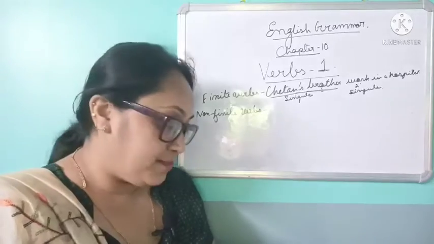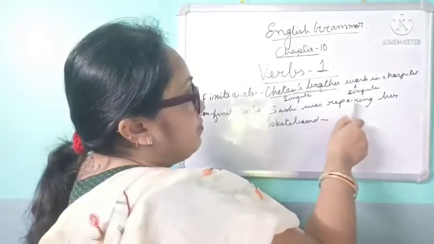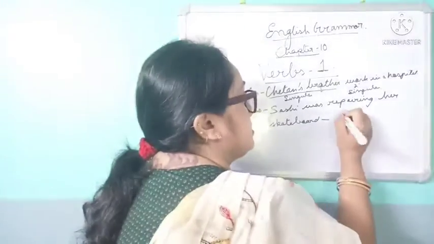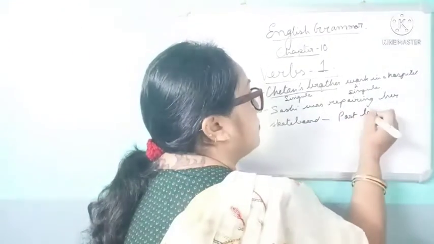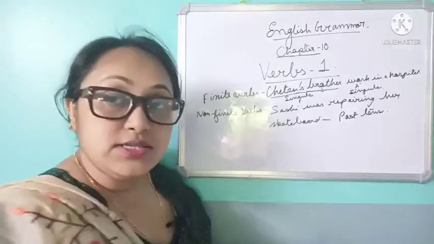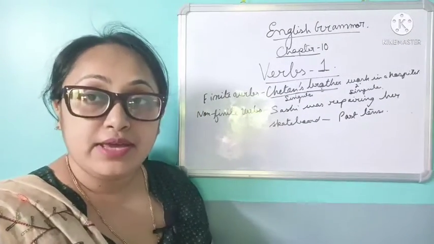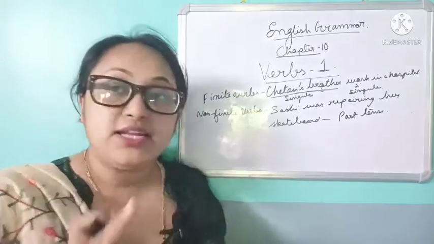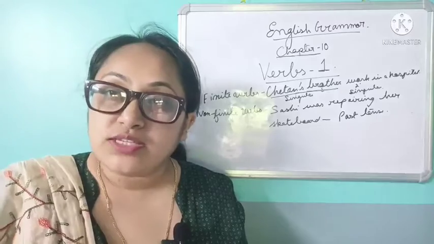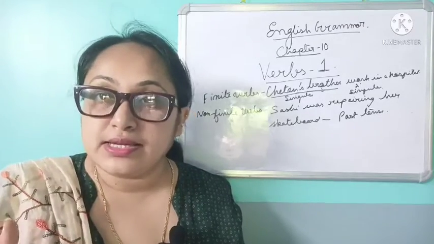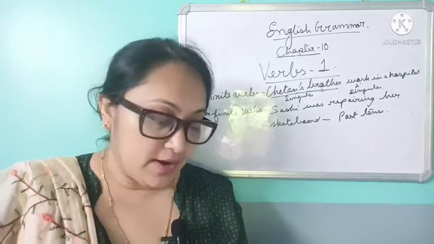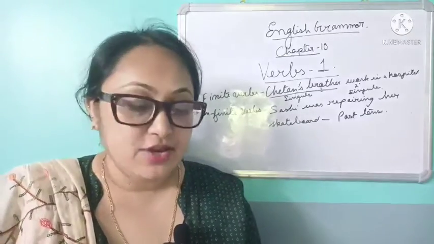Let us give one example. Shashi was repairing her skateboard. It is in the past because of was, past tense. Repairing is the verb. If it is in the present, it is is repairing; if was repairing, past. So whether it's present or past, the verb repairing will not change its form. Clear? So this is all about finite and non-finite verbs.